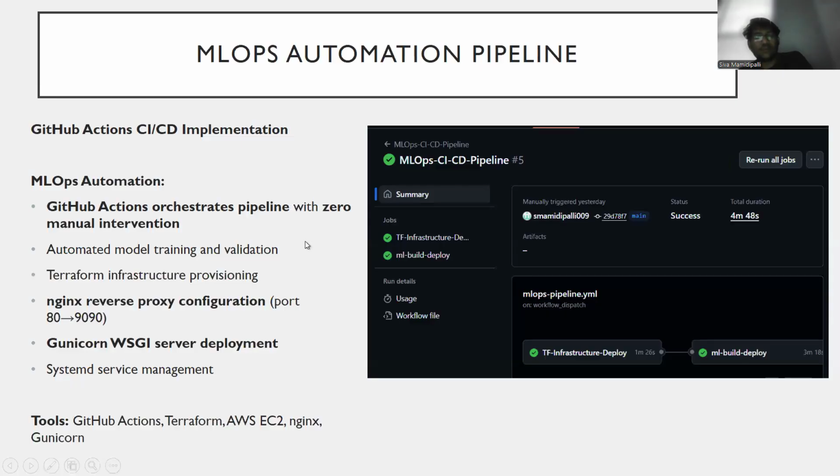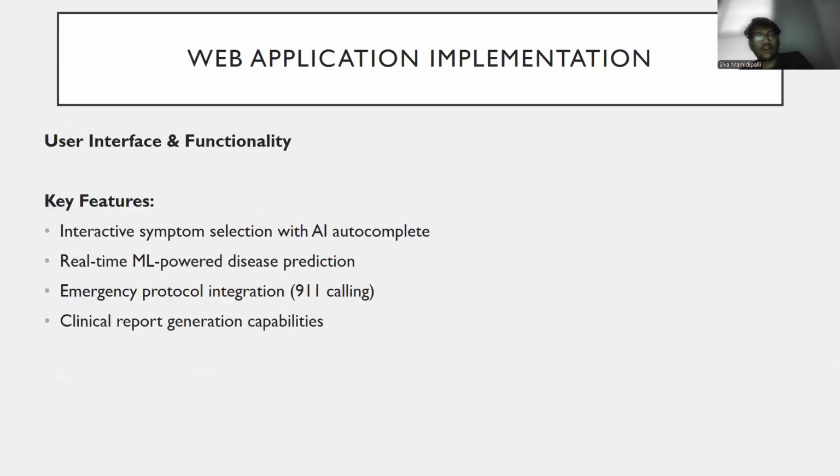Next it talks about the web application implementation. This is a chatbot hosted on the web application, and it has different features. Based upon the specific symptom, it will populate the disease, and it also integrates emergency protocol integration like 911. I'll show you in the next slides. It also generates the clinical report, which we can export and save locally, and we can save the chat as well.